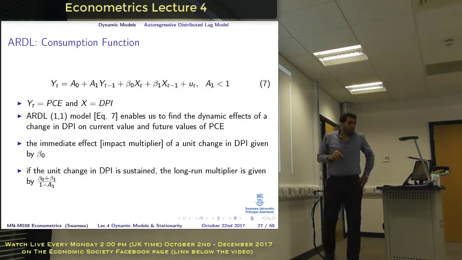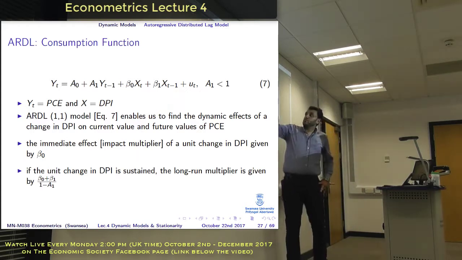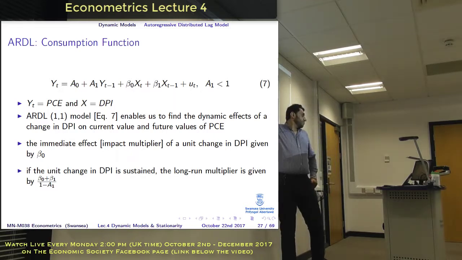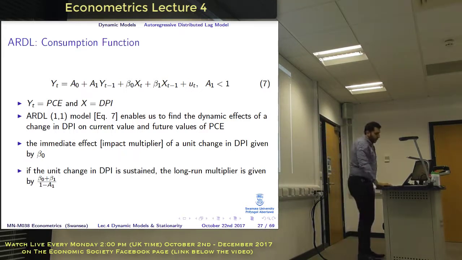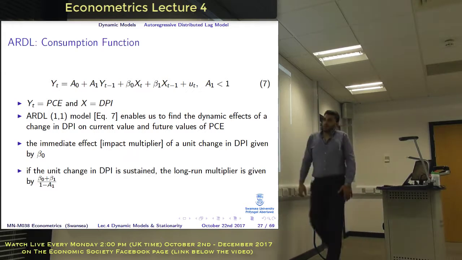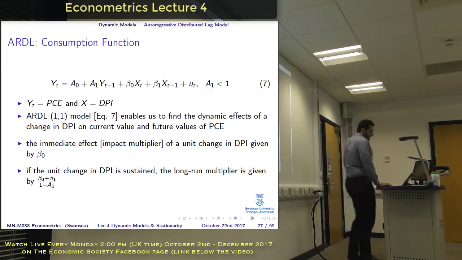So how about the long run multiplier? The long run multiplier is the sum of these two, beta 0 plus beta 1, divided by 1 minus A1. Just remember, A1 here is the coefficient of the lagged dependent variable on the right hand side. So the long run impact will be beta 0 plus beta 1 divided by 1 minus A1.